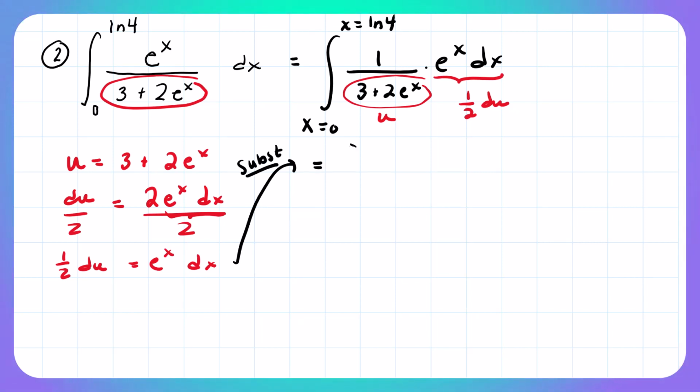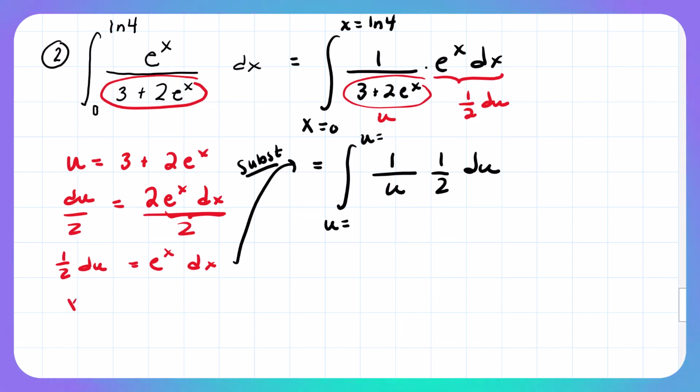And we're going to get, this is going to become the integral of 1 over u. This is 1/2 du. And then this was x equals 0. So let's figure out, instead of leaving it as x equals 0, let's figure out what would be the corresponding u's here so that I can leave everything in terms of u and then not have to go back in terms of x in the end.